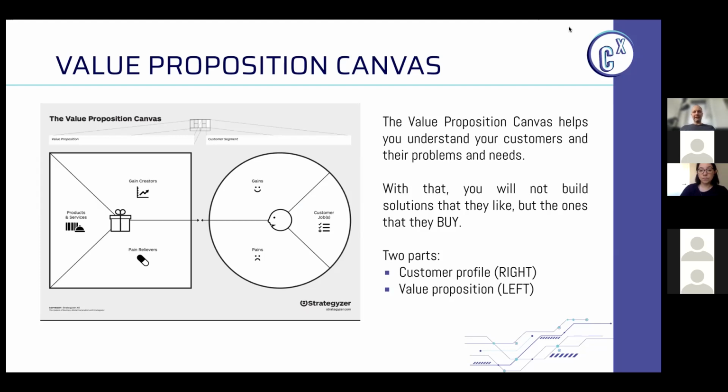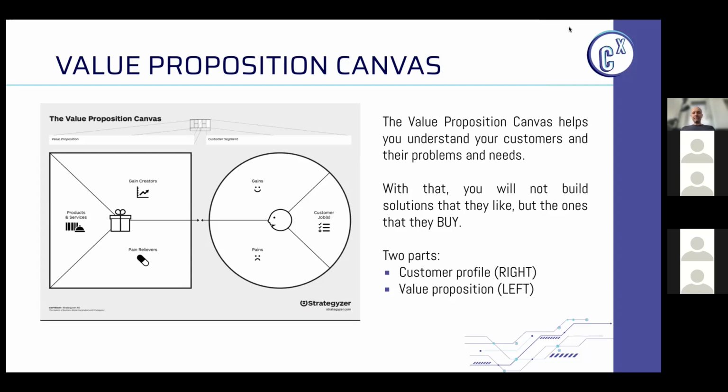For us, as the people who build products, who innovate, it's important to understand what our users or customers need to achieve, how they are going about it, what are their pains and what are their gains, and their problems and everything.